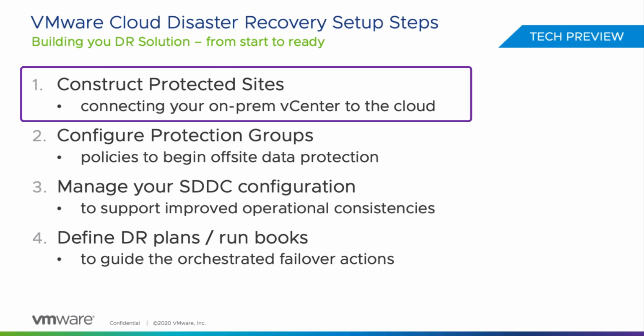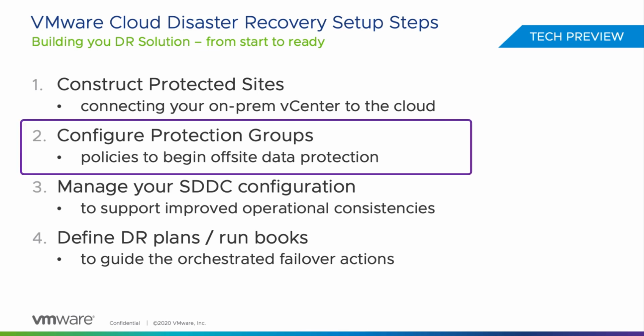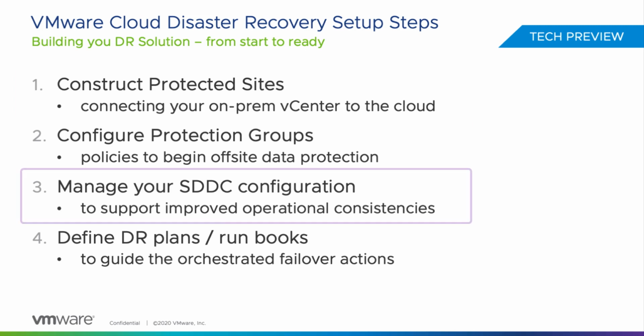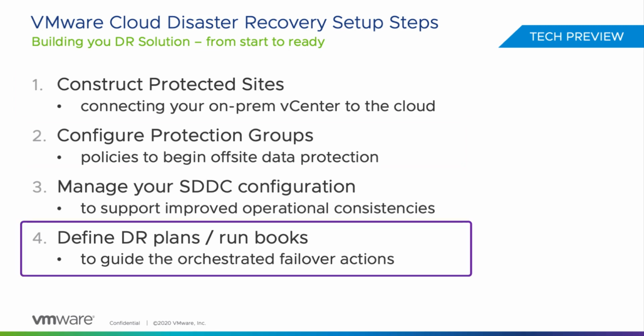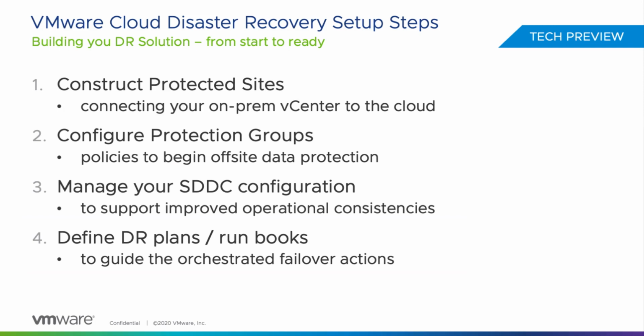They are: construct a protected site, connecting your on-prem vCenter to the cloud; configure protection group policies to begin off-site data protection; manage your SDDC configuration to support improved operational consistencies; and define DR plans, your runbooks, to guide the orchestrated failover actions. This demo video will cover the first step of this setup, constructing a protected site.